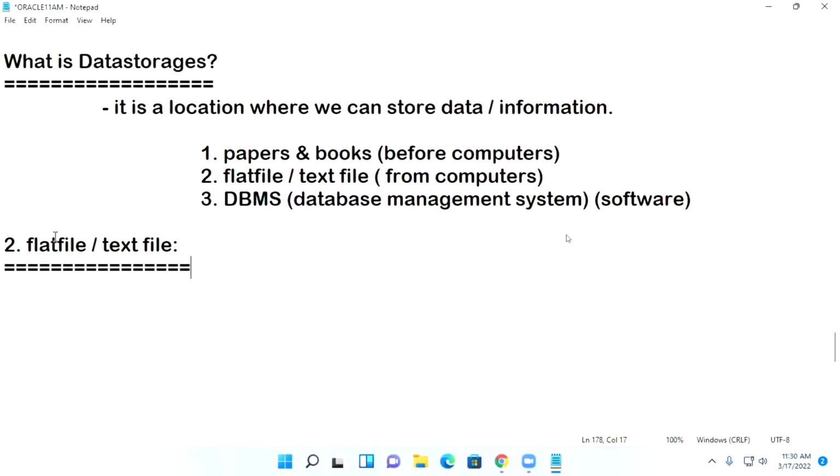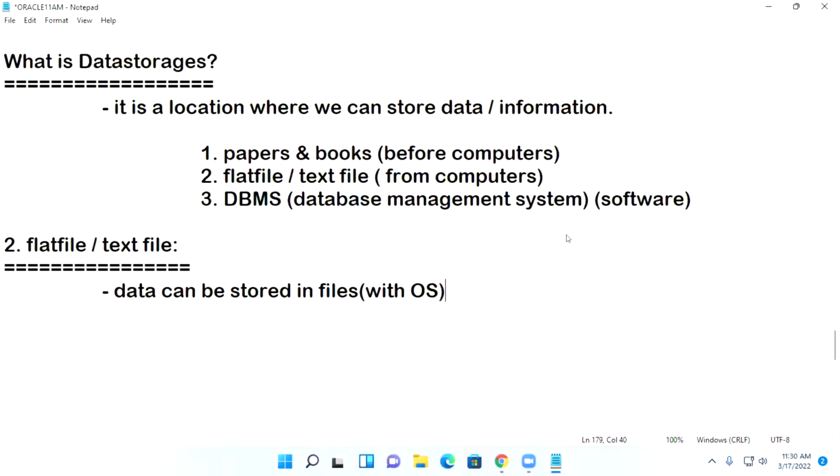In flat files, we can see the advantages as well as the drawbacks. But here also, compared to the advantages, there are more drawbacks. Okay, let me see. So take flat files. In flat files, data can be stored in files with the help of what? Yes, with the help of operating systems, we store our data into files.